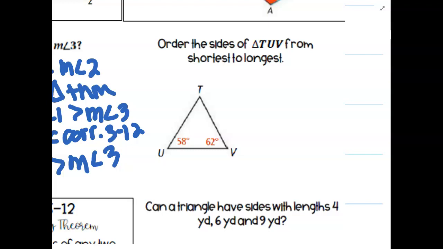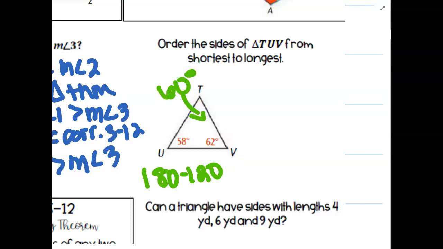Remember, these theorems up here say that the biggest angle is going to lie opposite the longest side. So thinking of that the opposite way, the smallest angle is going to lie opposite the shortest side. Then you're saying I only know 2 of the angles. If U is 58 and V is 62, I'm going to find the measure of angle T. How would I do that? Good. So 58 plus 62 is 120. 180 minus 120, angle T is going to be 60.